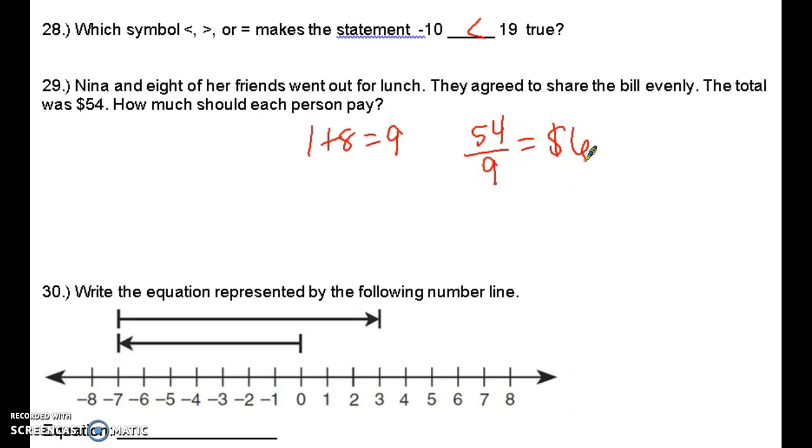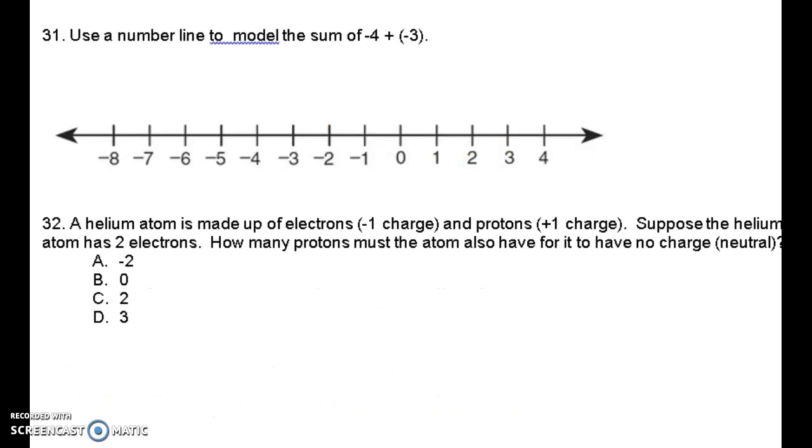Write the equation represented by the number line. We're starting at 0 and went to the left 7, so that's negative 7. Then we went to the right 10, plus 10 equals positive 3. Use the number line to model the sum. Start at 0. Negative 4, we go to the left 4. Plus negative 3, go to the left 3. Your answer is negative 7.